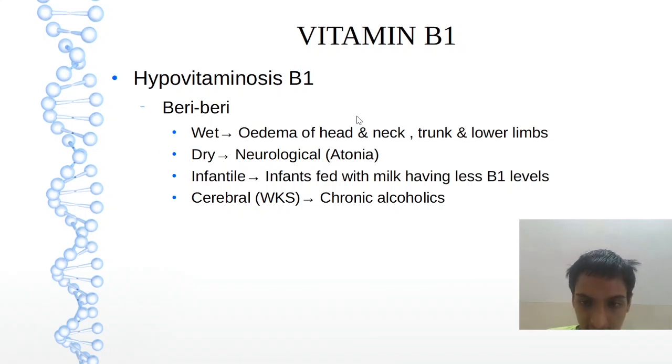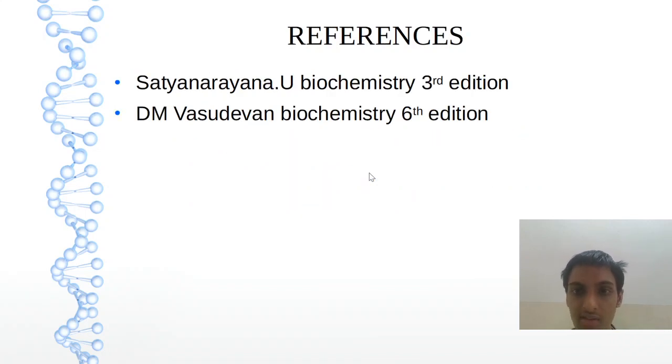And infantile. That is where the mother's milk has less B1, leading to breathlessness, sleeplessness, decreased cardiac output and loud cry of the baby. Cerebral is mainly in the vitamin deficient alcoholics. Okay. Right. So these are the references from where I took the pictures.